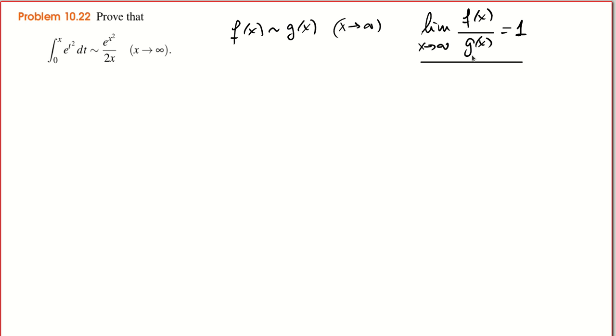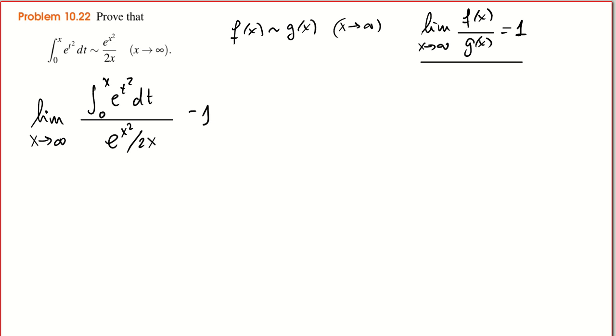So proving this is identical to proving that the limit of the primitive, this one here, divided by this, e^(x squared) over 2x, when x goes to infinity, is equal to 1. So we have to prove this. Of course, if you try to calculate this primitive you can't, because it cannot be expressed in terms of elementary functions, right? So you have to resort to other techniques.